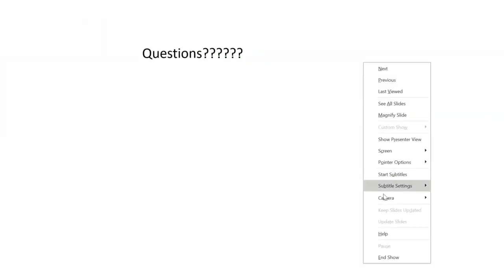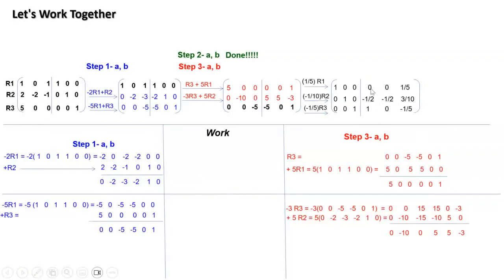And let me go back. This is my inverse. The inverse is 0, 0, 1/5, negative 1/2, negative 1/2, 3/10, and 1, 0, negative 1/5. For a 3 by 3 matrix, there's no other way to get the inverse. You have to do it this way.